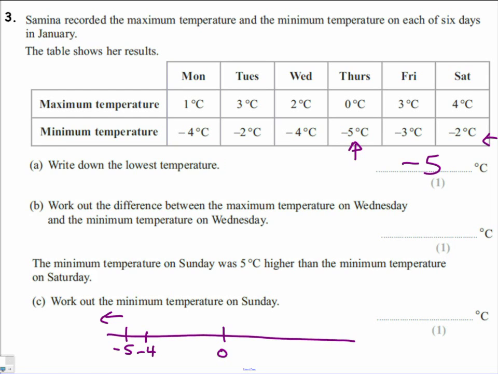Question 3b, work out the difference between the maximum and minimum temperature on a Wednesday. Well, we've already got -4 on our number line here, and it goes all the way up to +2 degrees during the day. So all we need to do is work out that it's 4 degrees to get to 0 and another 2 degrees to get to +2. So for our 1 mark, it's a 6-degree change. So from -4 all the way to +2.